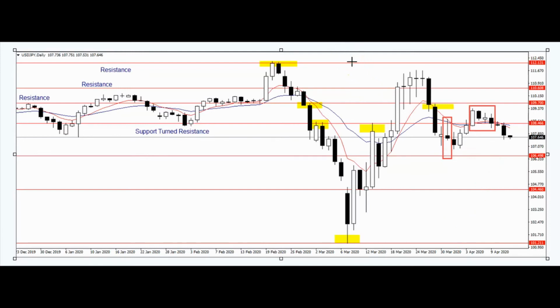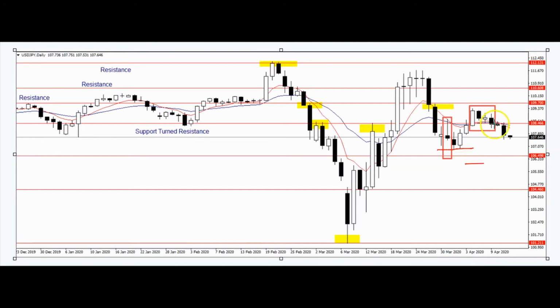So for now, I'm not interested in trading the USD Japanese yen. I'm going to see what happens around this area here and see whether price again gets a false break through this 108.50, even though we don't have a signal.